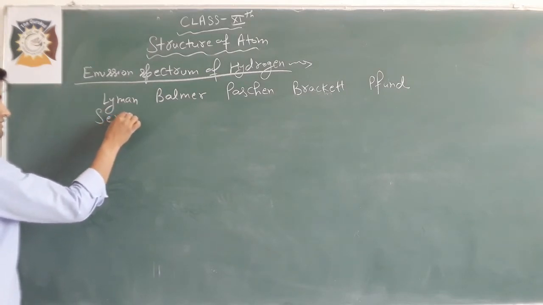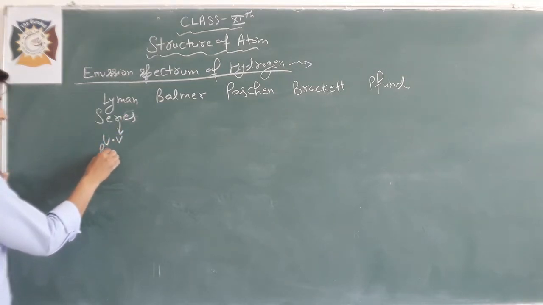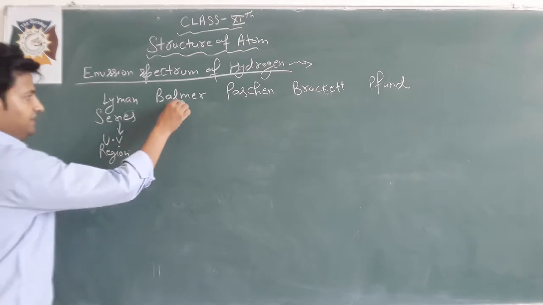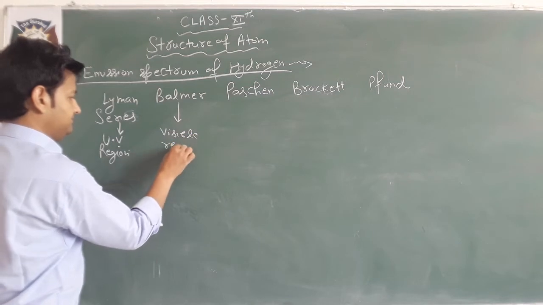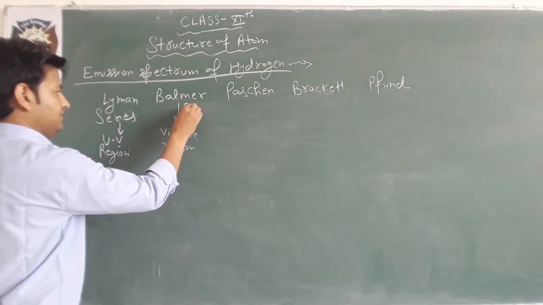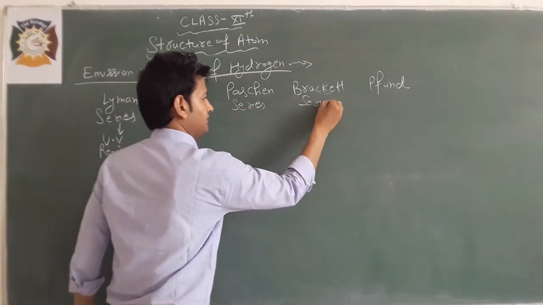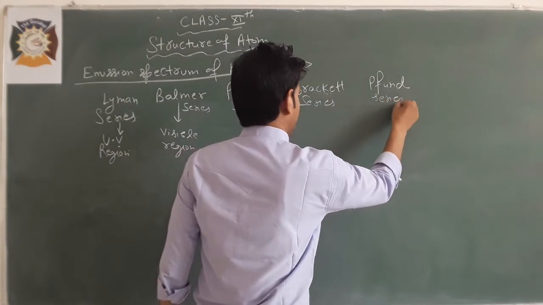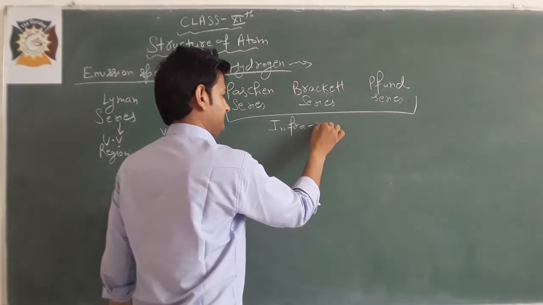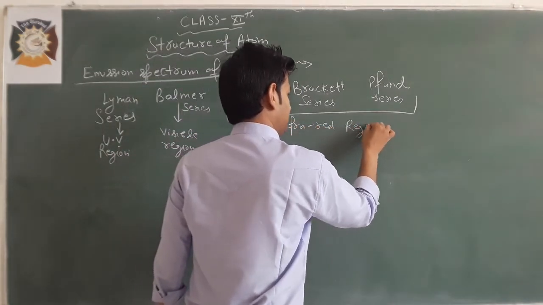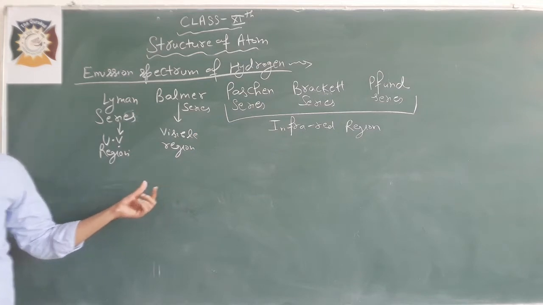Lyman series is present in the ultraviolet region. Second is Balmer. Balmer is present in the visible region. Paschen series, Brackett series, and Pfund series, all these three are present in the infrared region. These are the different types of lines which are grouped together.